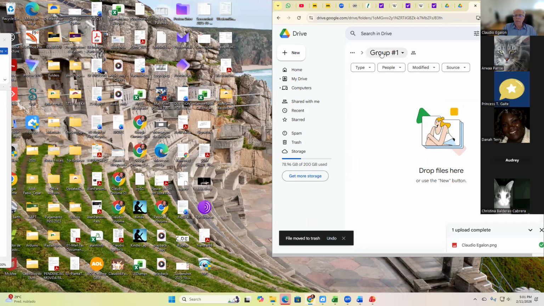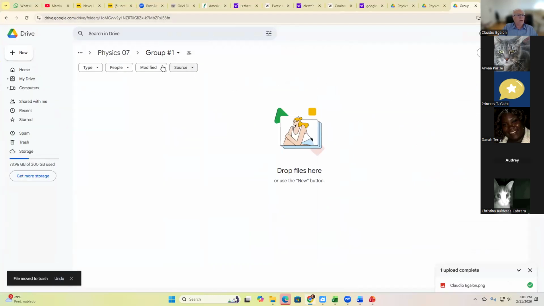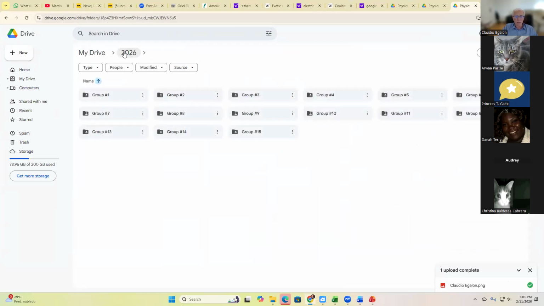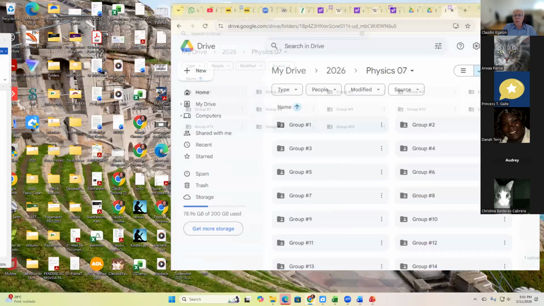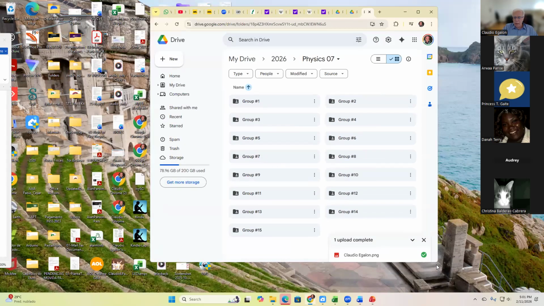Okay? I want everybody to do that. I want to see two documents there inside, one from each student, so I know that it's working.